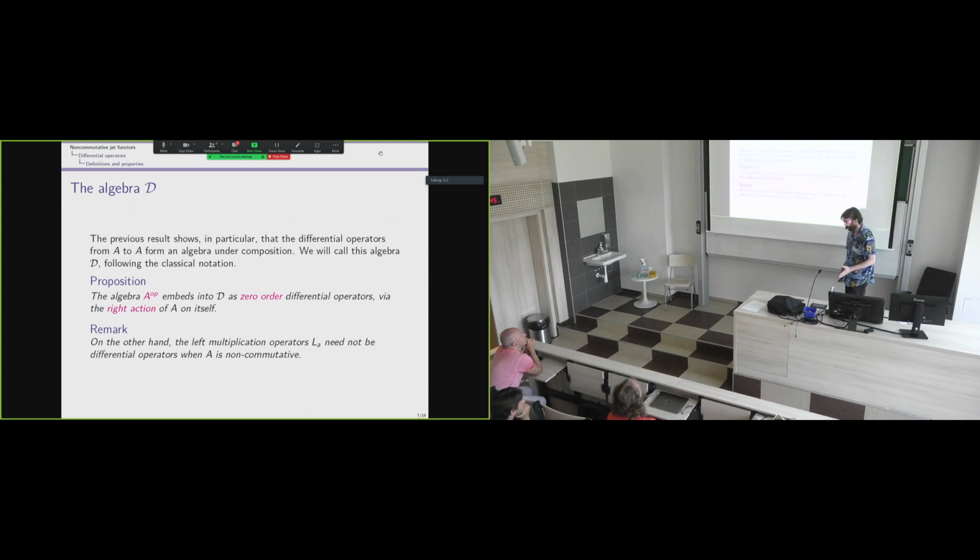And in particular, this means that the differential operators from a fixed object to itself will form an algebra. And in the particular case where the module is the algebra A itself, we're going to call this just D. So D will be the algebra of differential operators from A to A. An important fact about D is that the algebra A op, so that's A with the multiplication reversed, embeds into D as zero-order differential operators, always, because it's left linear. So that just comes from the right action of A on itself.